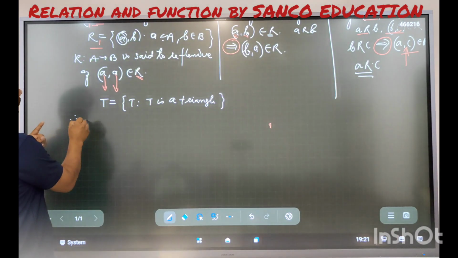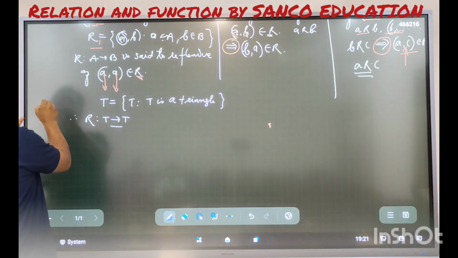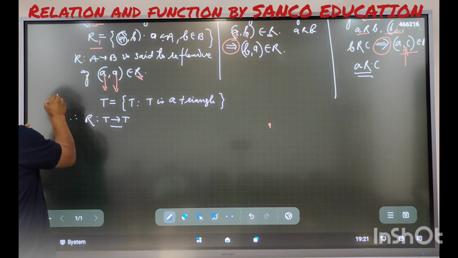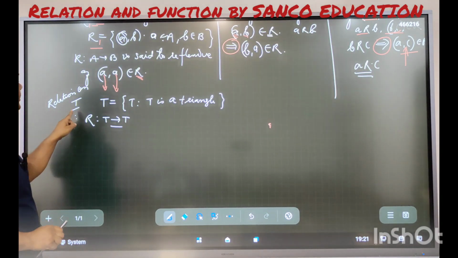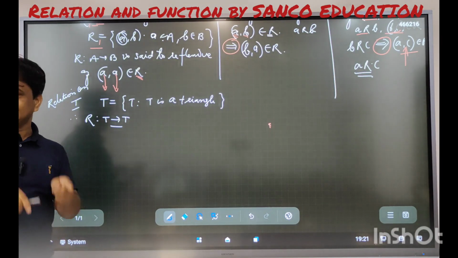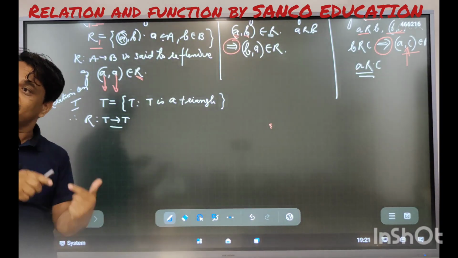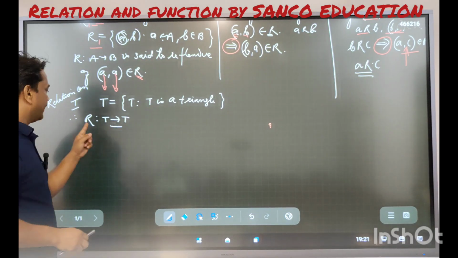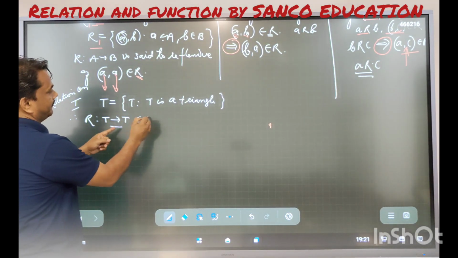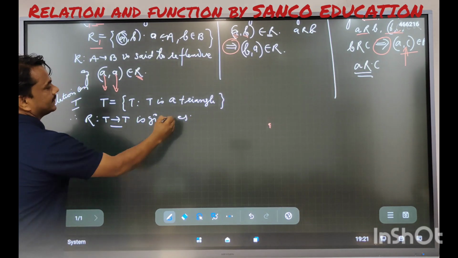A relation on T is given. What is the meaning of a relation on T? It means for the relation, the first member you will take from the T set and the second member as image you will take from the same set. That's the relation on T. A relation on T is given as follows.